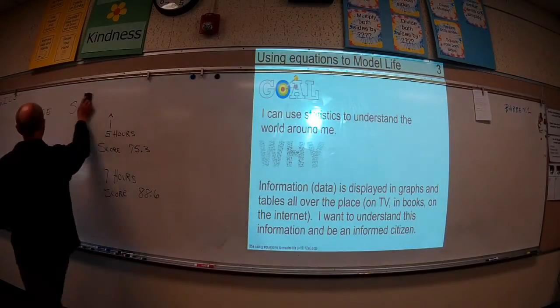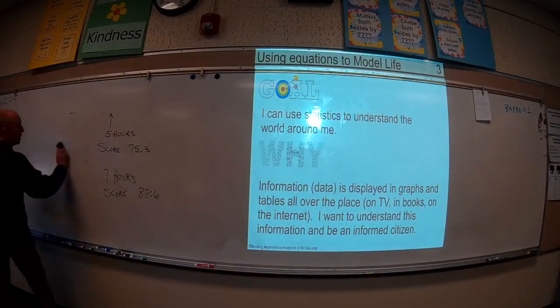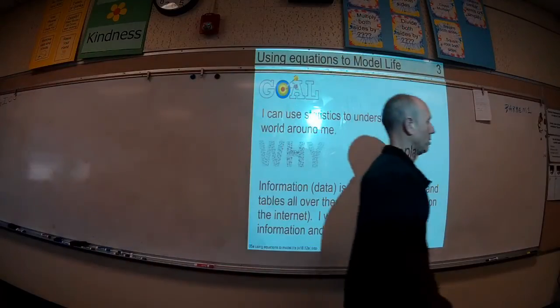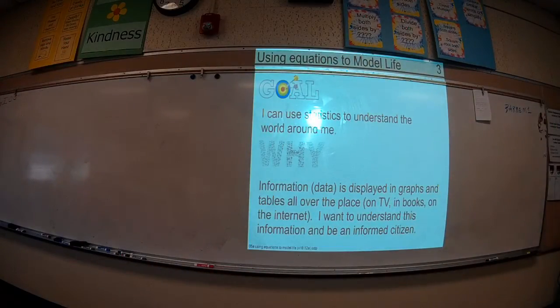Excellent. Ganter, give me the Y. Information is displayed in graphs and tables all over the place: on the internet, on TV, in books. I want to understand this information and be informed.